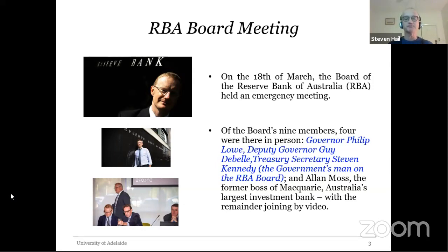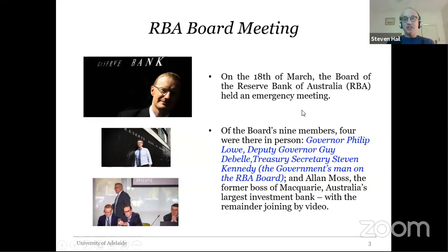There's Philip Lowe at the top. There's Guy Debelle in the middle there. Guy had a long conversation with Stephanie Kelton when she was in Australia. I wasn't there for the conversation. I can't tell you what they talked about because I missed a flight, otherwise I would have been. And you can see Stephen Kennedy, he's the guy in the bottom picture next to Philip Lowe, and they are both standing in front of the person who is effectively both their bosses, but directly, really, Stephen Kennedy's boss, of course, the Prime Minister, Scott Morrison.